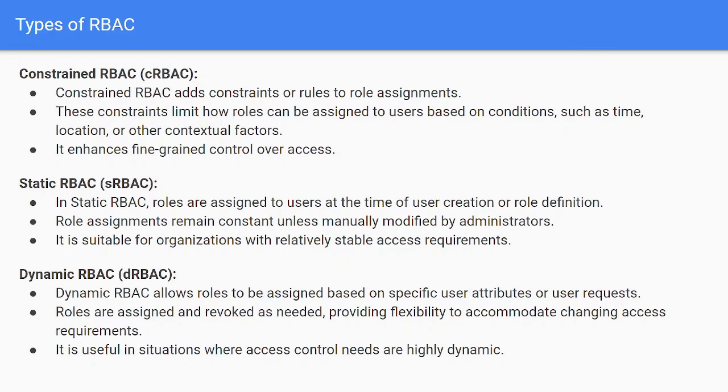But in an organization where their JD might not really be stable, that is where dynamic role-based access control comes in. So dynamic role-based access control allows roles to be assigned based on specific user attributes or user requests. Roles are assigned and revoked as needed and provide flexibility to accommodate changing access requirements. It is useful in situations where access control needs are highly dynamic. So this one is used in organizations where the JD changes or the requirement changes.